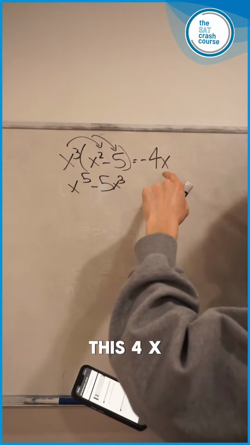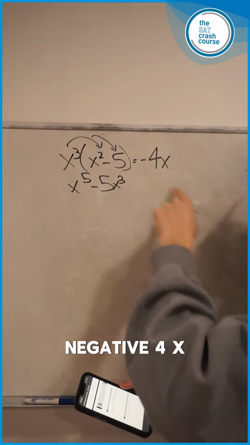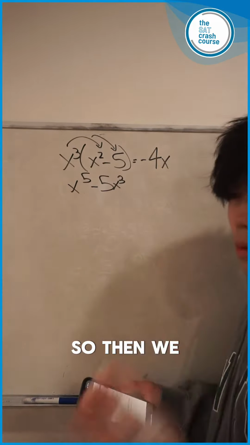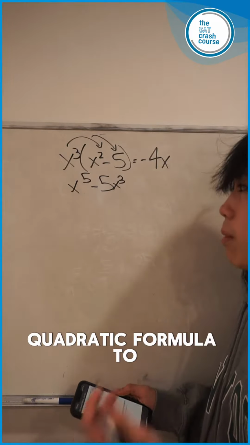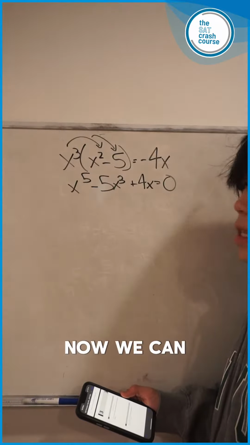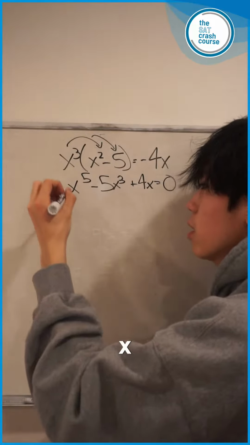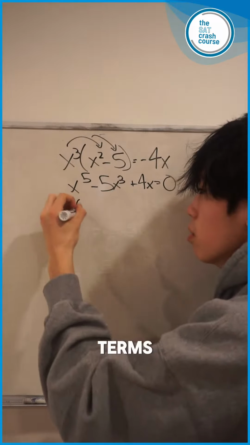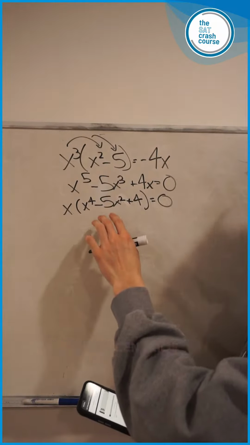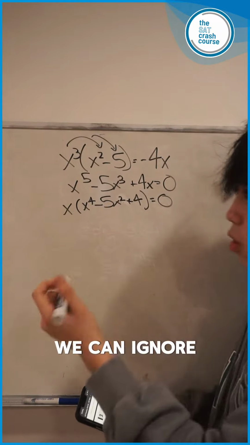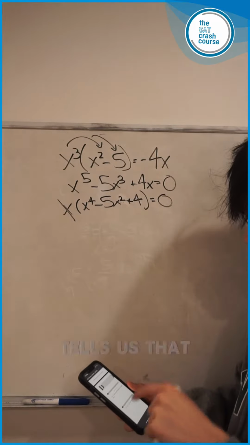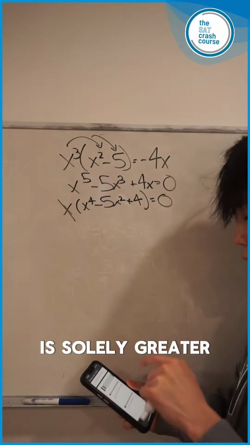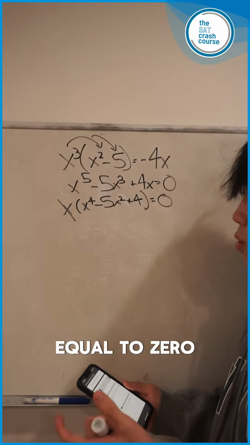Now let's move this 4x, negative 4x, to the other side of the equation, so then we can eventually think about factoring or using something like the quadratic formula to solve. Now we can factor out an x since it's common to all these terms. And now we're left with these two scenarios. We can ignore the scenario where x itself equals 0 because the problem tells us that x is solely greater than 0, not greater than or equal to 0.